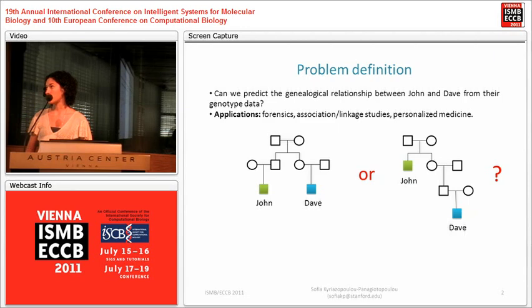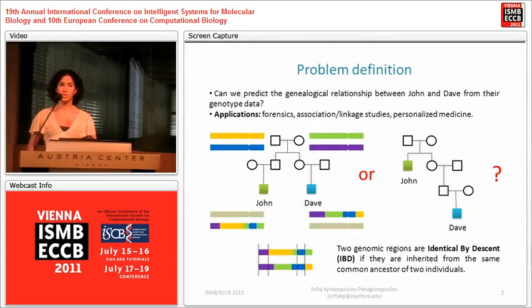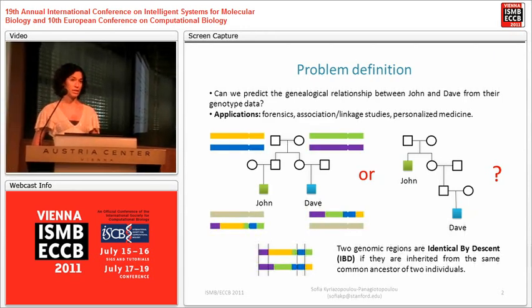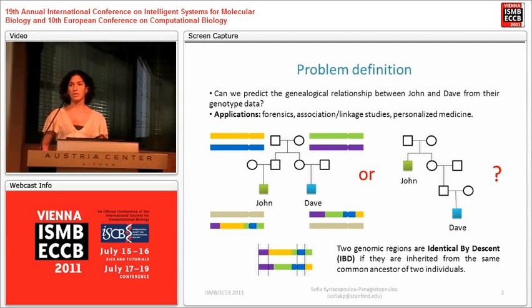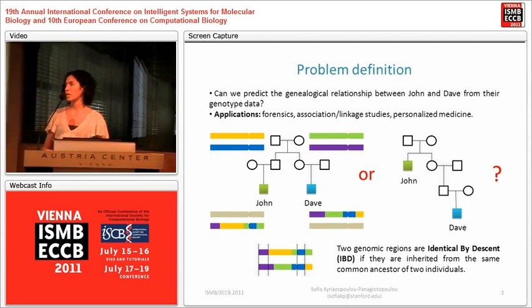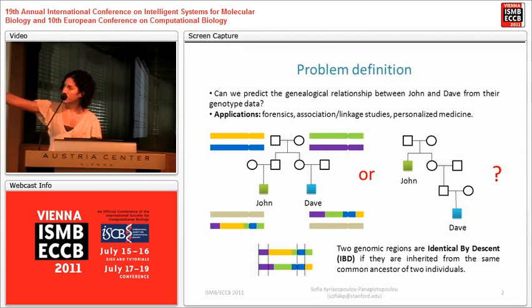To follow the rest of the discussion, it's very important to understand the notion of identity by descent, or IBD. 2 genomic regions are called identical by descent if they're inherited from the same common ancestor of the individuals we are considering. In this toy example, and assuming that these pairs of blocks here are pairs of homologous chromosomes, you can see that John and Dave have these regions between the vertical bars IBD.